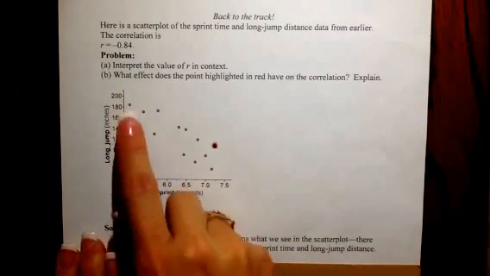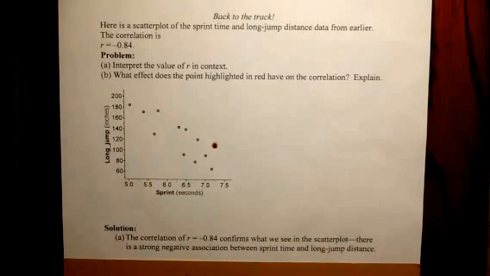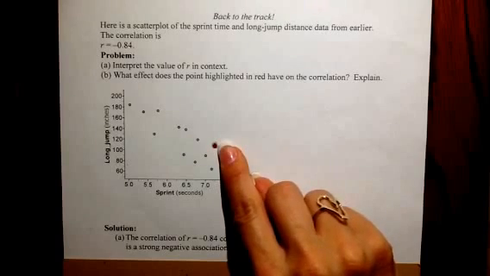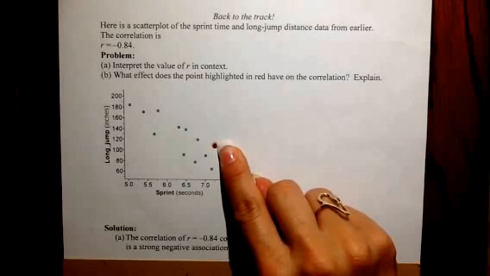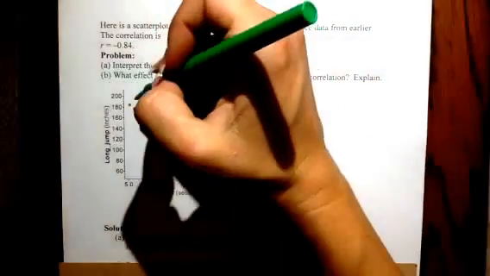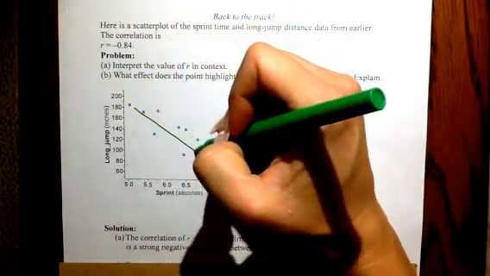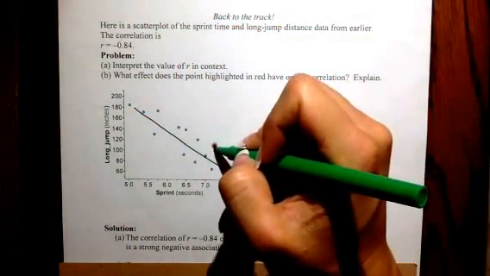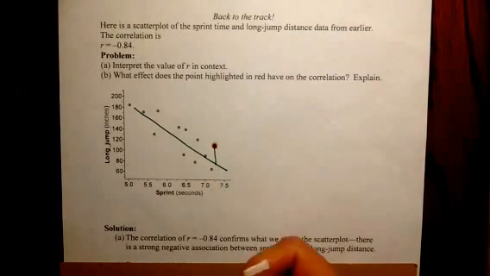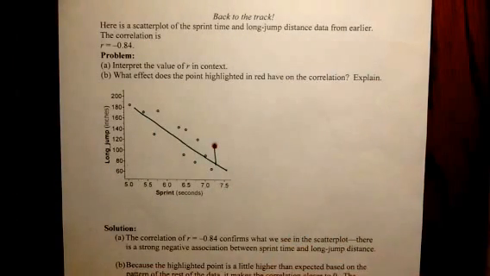Then for part B, it says, what effect does the point highlighted in red have on the correlation? And it asks you to explain that. I think we talked about this in the last video. That point is higher than we would expect it to be. If I eyeballed what I thought the line would look like, I would say it looks something like this. You can tell this value is farther away than we would think it to be. And if I show you that real quick on the graph, there you have the answer.